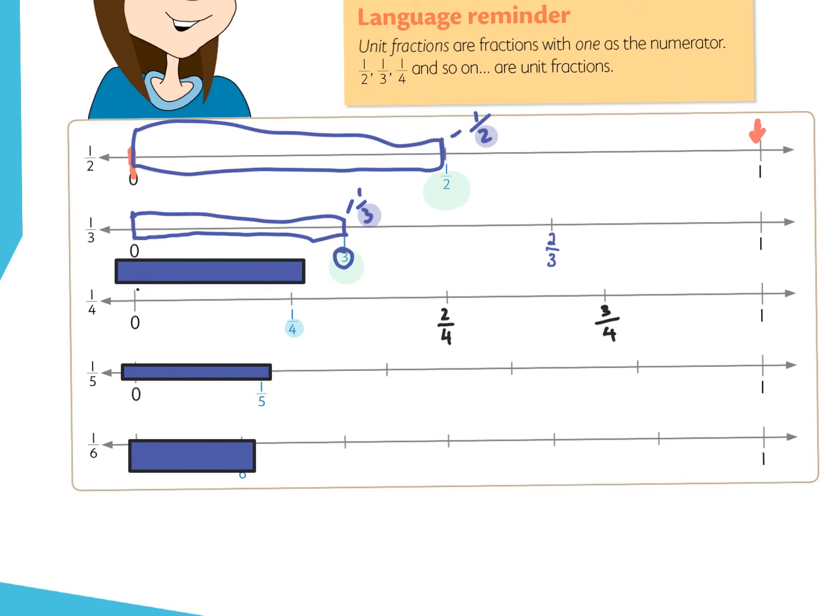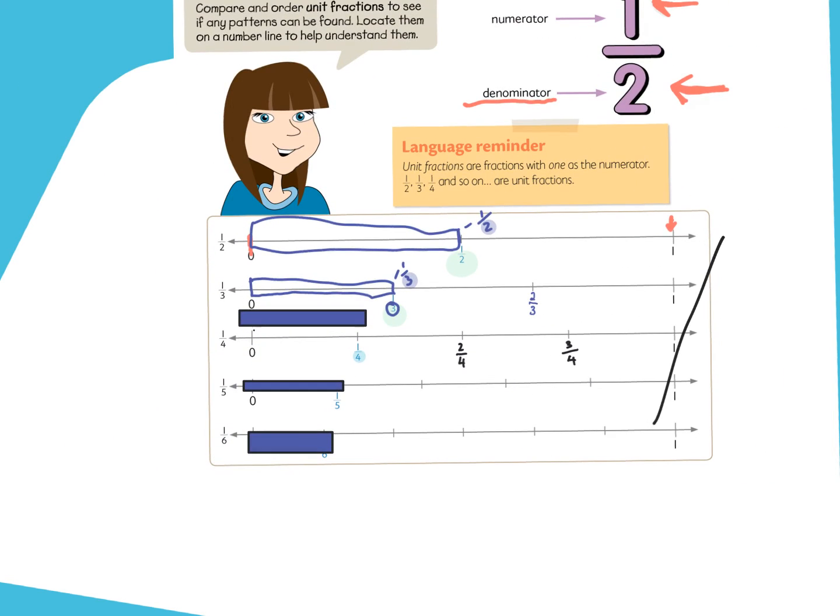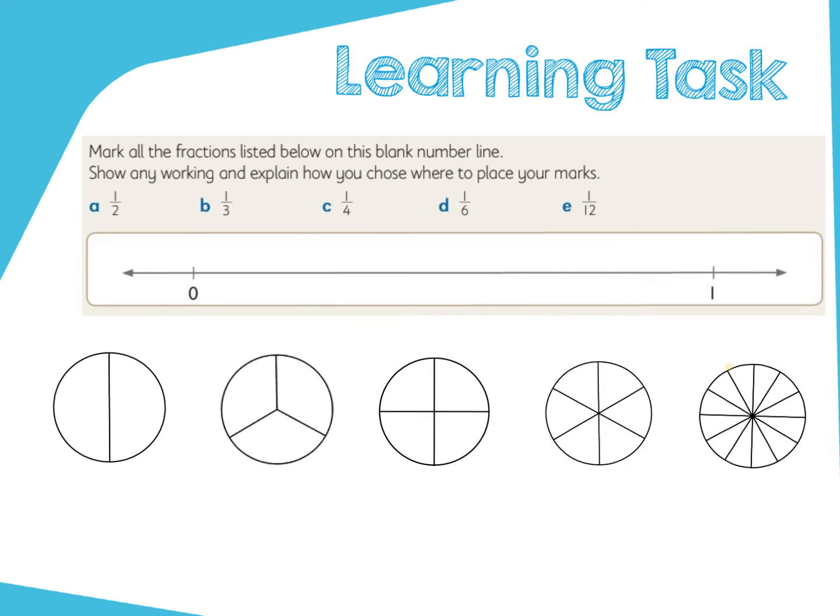Okay, all right. Let me just go backwards now. I'll just go back to where we were, just to make sure that we understand that the language we're using is unit fractions: one has a numerator, one has a denominator. All right, let's look at the next page. Okay, legends, let's look at this one.